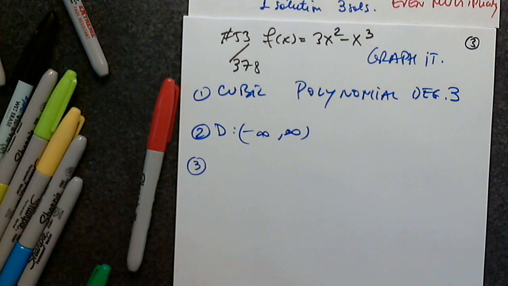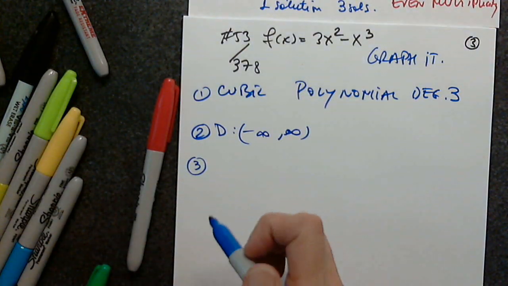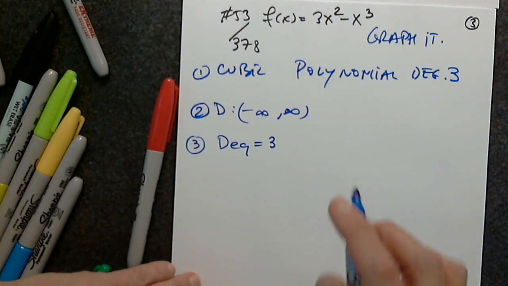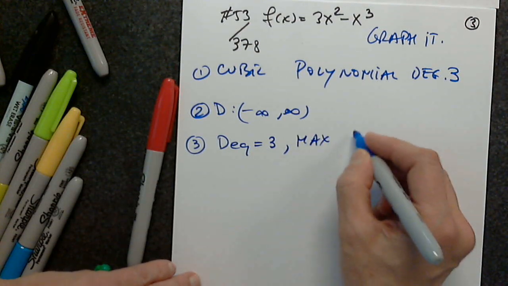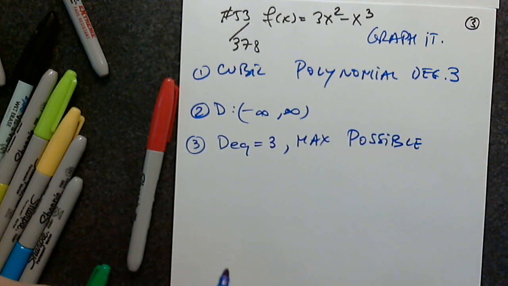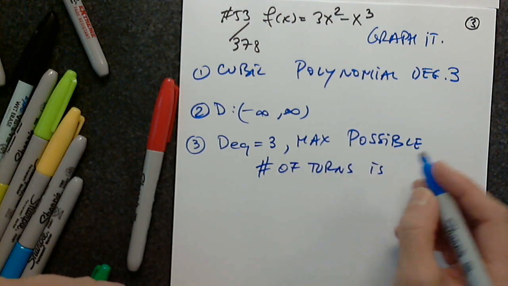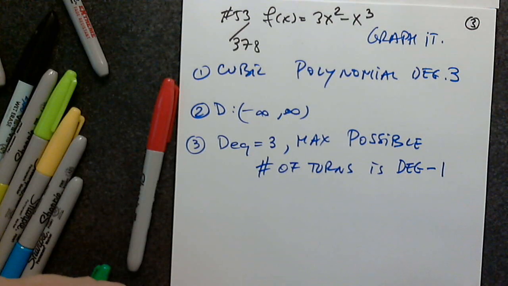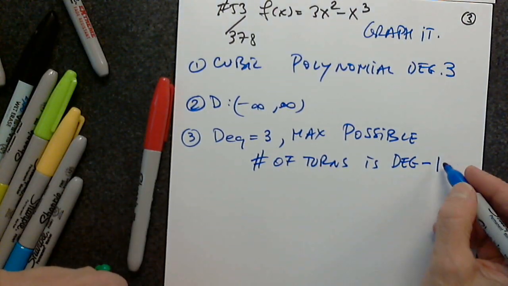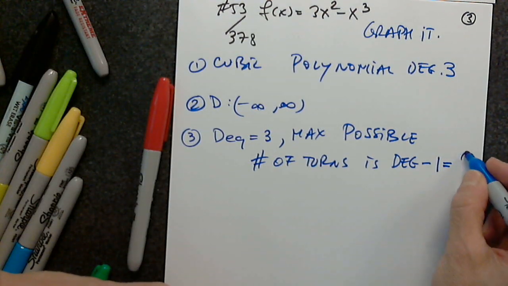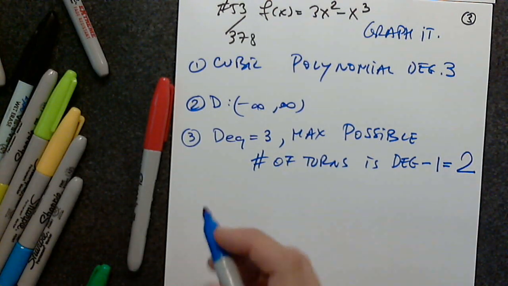Number 3, since we identified that the degree is 3, maximum possible. I'm not saying that it has to have this number. This is possible. Maximum possible number of turns is degree minus 1. Since the degree is 3, how many turns can this function have? Not more. It doesn't have to have that number, but it cannot exceed that number. How many? Indeed, it cannot have more than 2 turns.